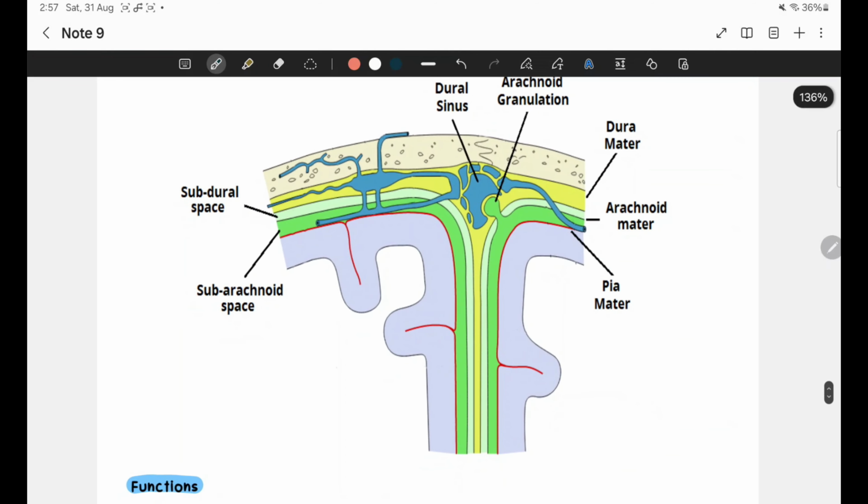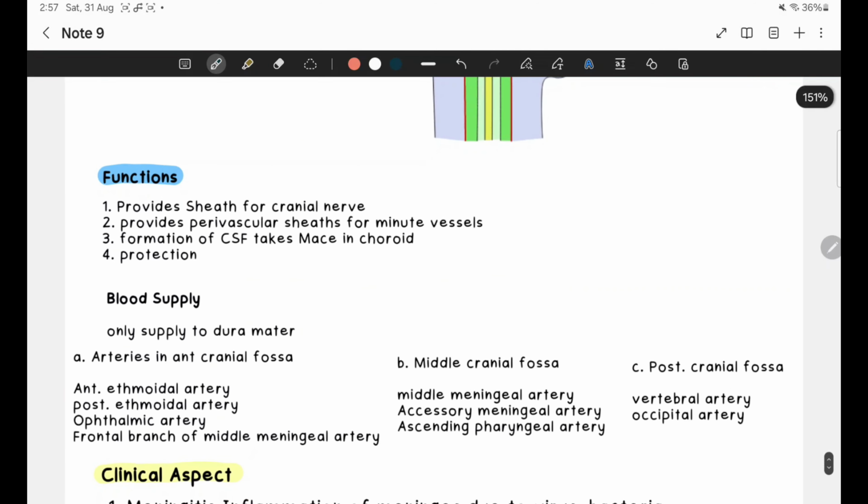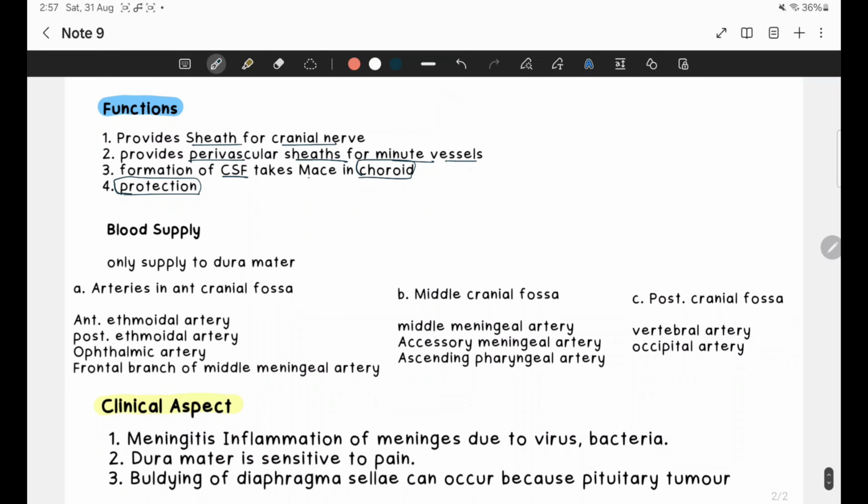Then this is the diagram where we can see the dura mater present over here, arachnoid mater present over here, and the pia mater present over here. So the functions of all our meninges are: they provide a sheath for cranial nerves, provide a perivascular sheath for minute vessels. The formation of CSF takes place in the choroid plexus, and protection is the most common function of the meninges.